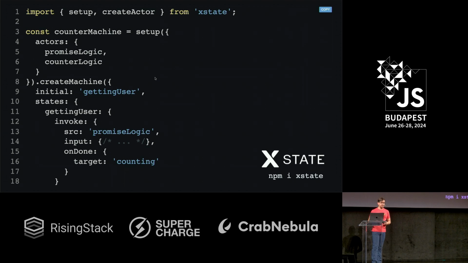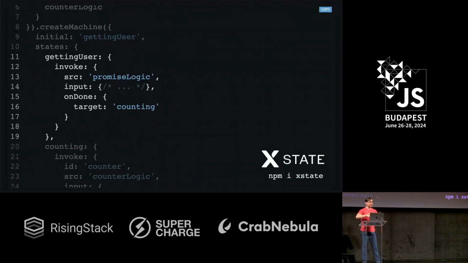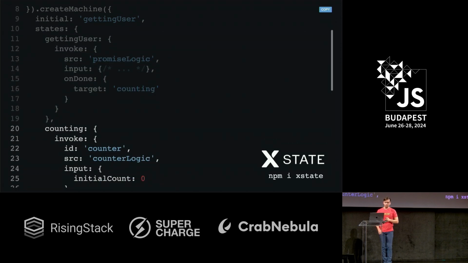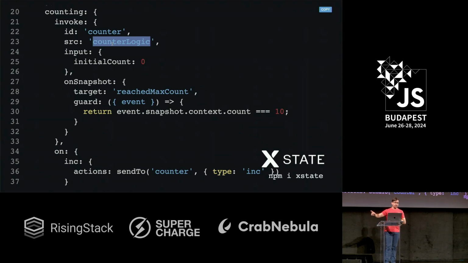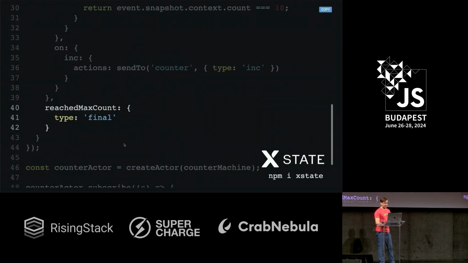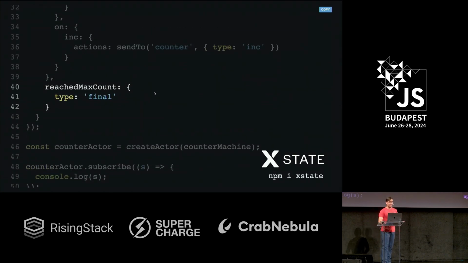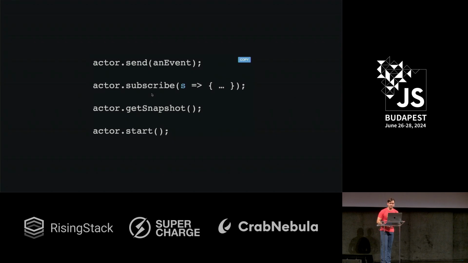But with state machines in XState, you can also invoke actors. So state machines in XState provide this framework for you to actually have actor orchestration. Basically, in a state, you could say, spawn this actor or invoke this actor, and then that is something that I could communicate with. I might be invoking counter logic, and then I could send events to it or subscribe to it, and once we've reached a max count, we could go to this final state, and that actor is automatically stopped.